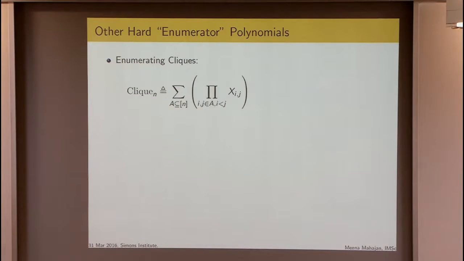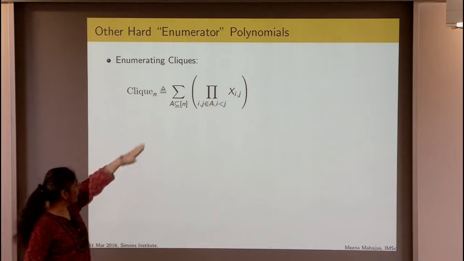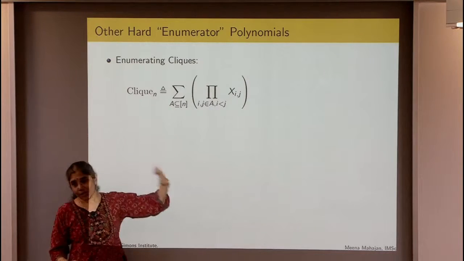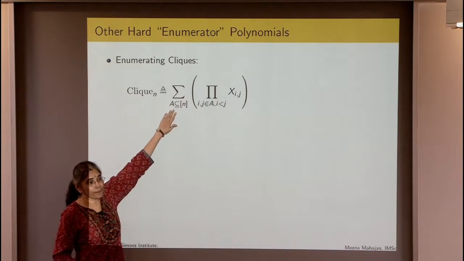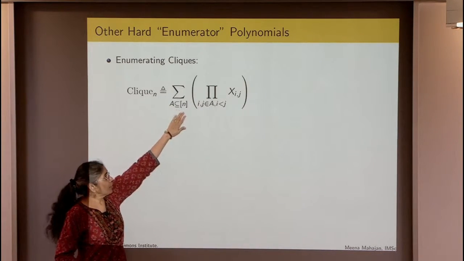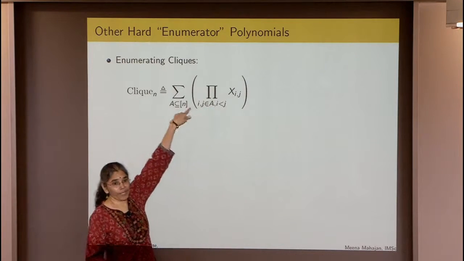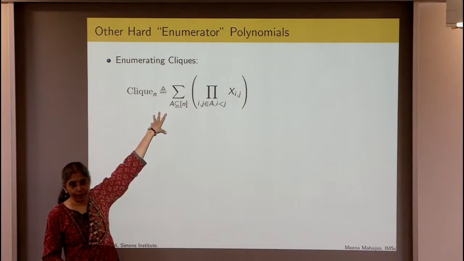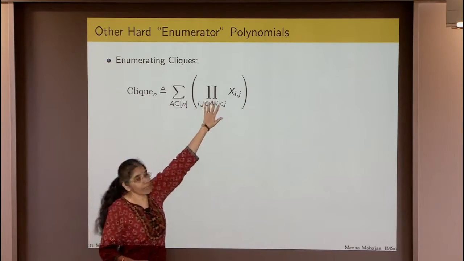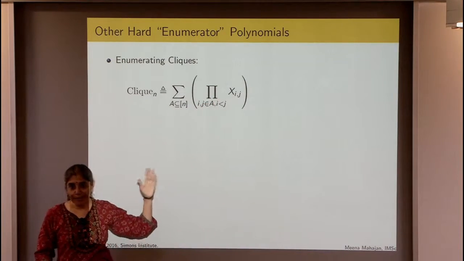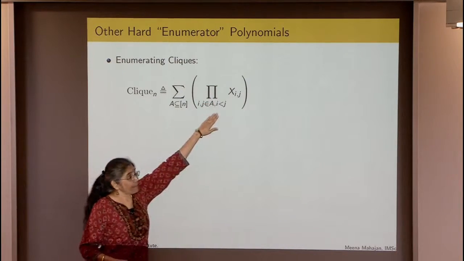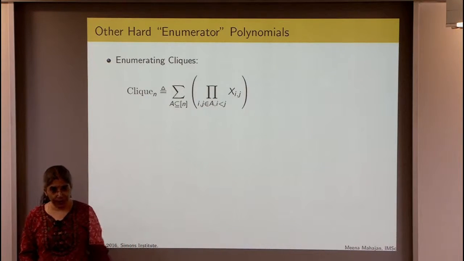So what other enumerator polynomials are there that are hard like this? Well, there's a whole series of them. In particular, here's one example, enumerating all the cliques. Again, you start with a complete graph, and for every subset of vertices, you multiply the variables corresponding to edges in that little induced subgraph. So there's a monomial corresponding to a clique. For every clique, there is such a monomial. Remember, the variables are sitting on the edges of the graph, not on the vertices.